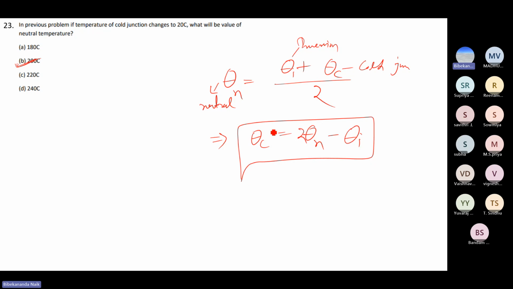And also you should remember that the neutral temperature always remains fixed. Due to dependence on the cold junction, the inversion temperature varies. So here the neutral temperature will be the same as in the previous case, that is 200 degrees Celsius.